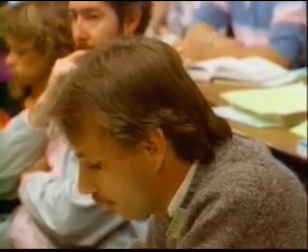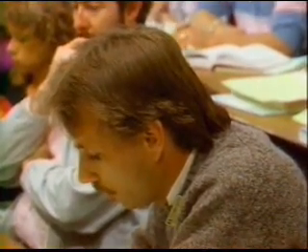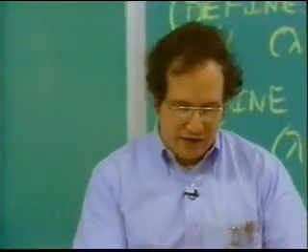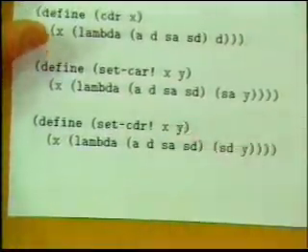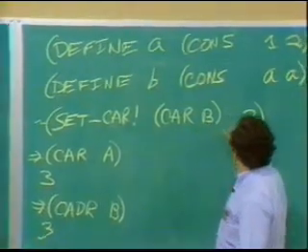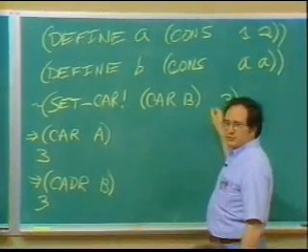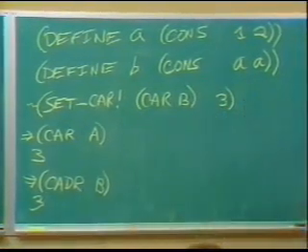Now when you do a set-cdr, x is the value the cdr is going to become. The x over here. I'm sorry, that's not true. The set-cdr has two arguments: the cons I'm changing, and the value I'm changing it to. So you have them backwards. Okay. That's all.